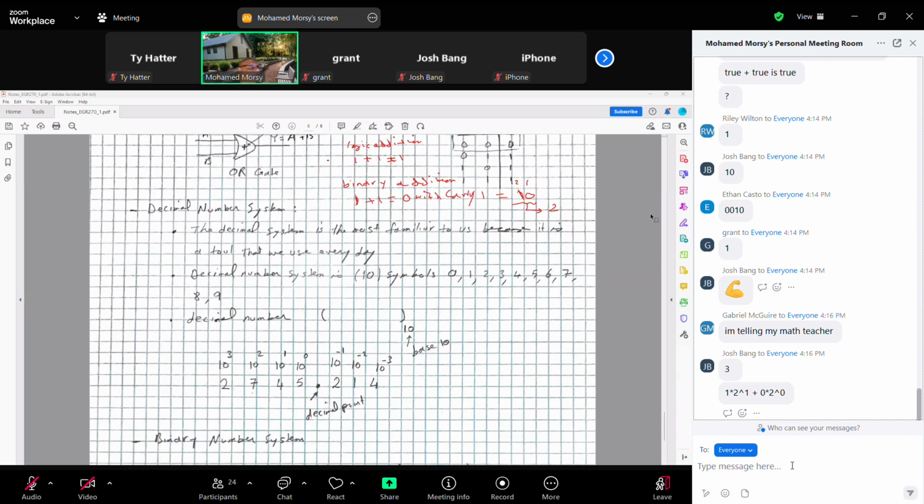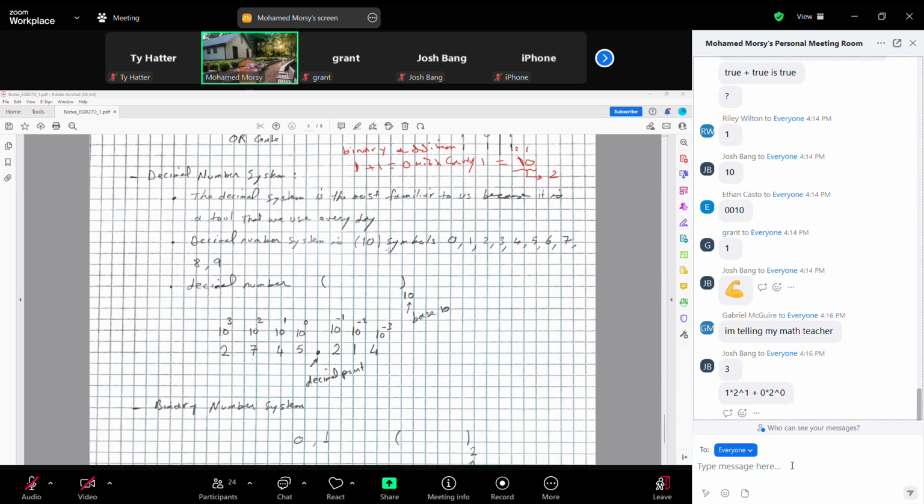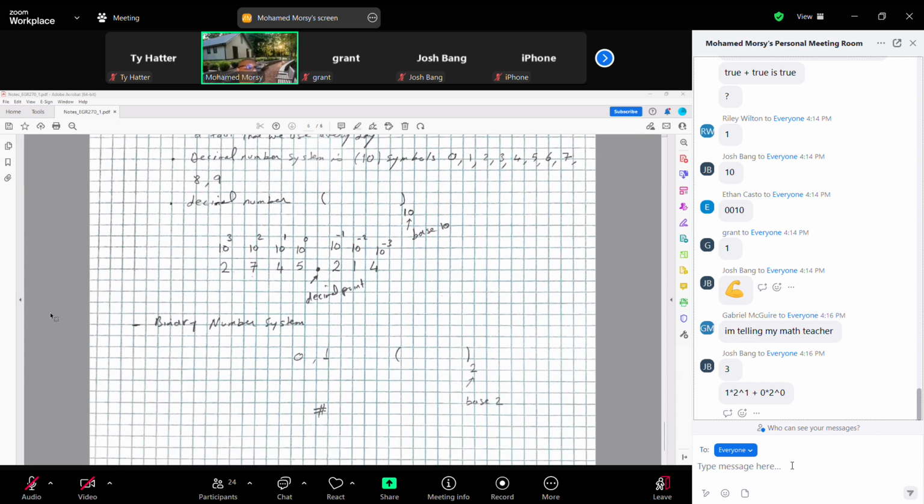Decimal number system. As I mentioned, the decimal system is the most familiar to us because it is a tool that we use every day, like your banking account, whatever calculations you do. We always use any combination of symbols from 0 to 9, which is 10 symbols. That's why we say the decimal number system is base 10. So for the weights of a decimal number, for example, 2045.214.